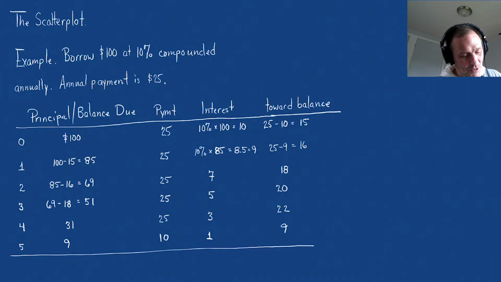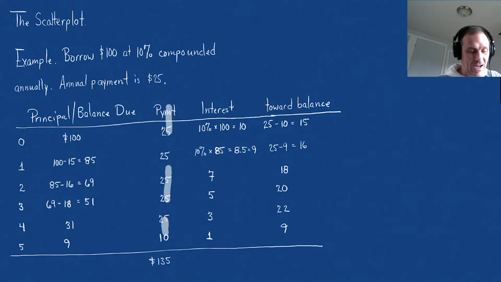So just before we make our scatter plot, a few things that are interesting: notice that we borrowed $100. But look at, to pay that loan back, we had to add up these payment columns. So if we add up this payment column here, notice that this is going to be $25, $50, $75, $100, $125, $135 to buy a $100 item.